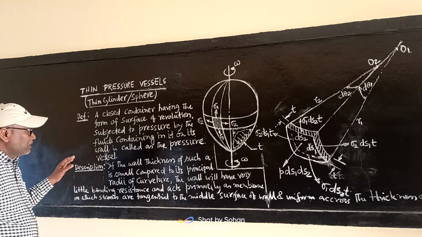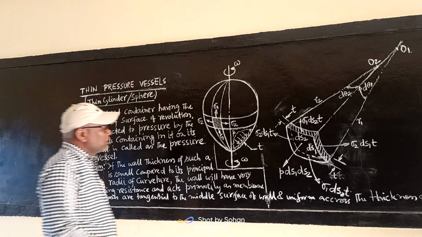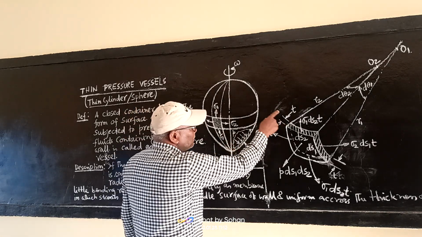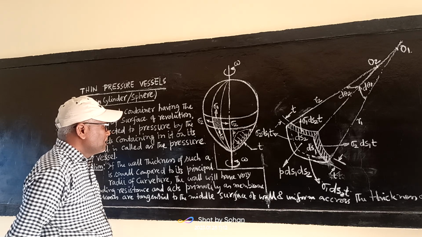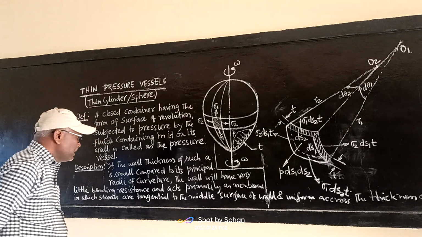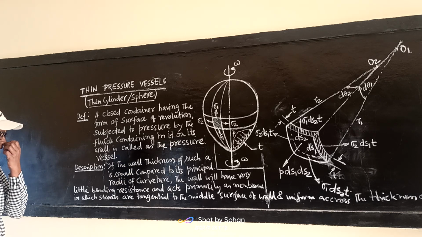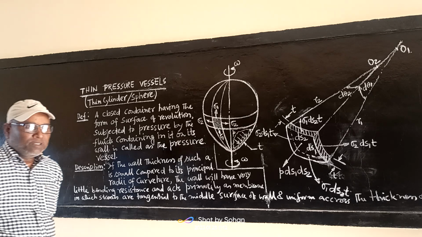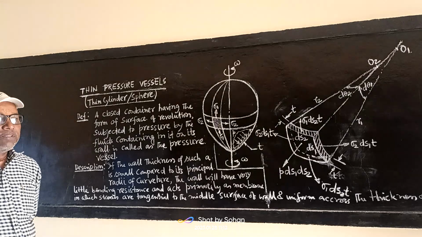Now, if the wall thickness of such a vessel is small compared with its principal radii of curvature, that is R1 and R2, the principal radii of curvature, the wall will have very little bending resistance and acts primarily as a membrane, in which stresses are tangential to the middle surface of the wall and act uniformly distributed across the thickness of the wall.